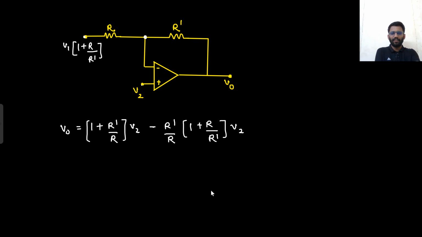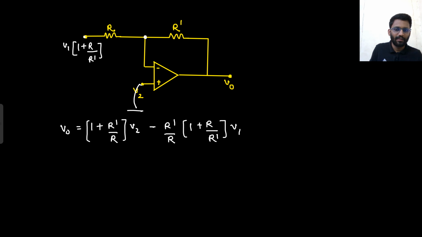That's it. Is there any way to reduce our final answer? I guess we can try it. Look, first I consider only the V2 source and I consider this as shorted. If this was shorted, then what would be the answer? It is a non-inverting amplifier, so 1 plus R dash by R into V2. That's it. Then what did I do? I considered this as shorted. Then I only considered V1 into 1 plus R by R dash as a voltage source. So what will be the answer? This is an inverting amplifier, so minus R dash by R into V1 into 1 plus R by R dash.